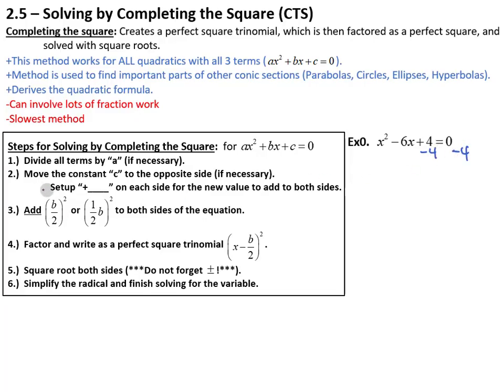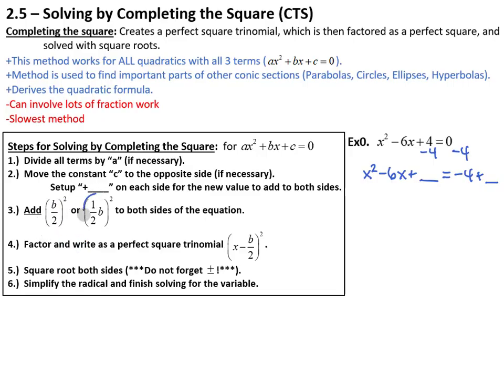And as our sub-step here, we're going to set up plus blank on each side. Okay, so in other words, where that 4 was, we're going to put plus blank. And over here I have negative 4 plus blank. All right, what we need to do is make this side factor as something that's a perfect square, like something times itself twice. So to do that, we need to find half of b, so now we're over here using this formula, half of b, half of the middle term, squared.